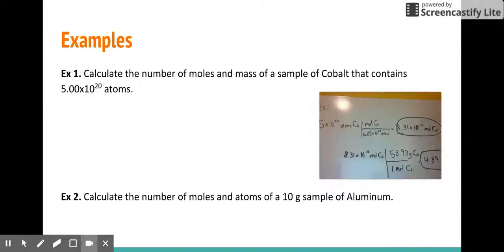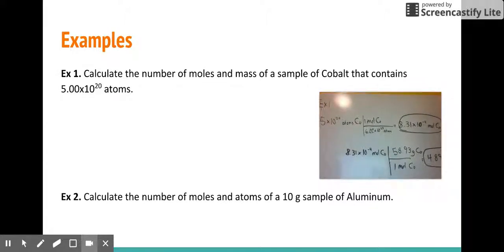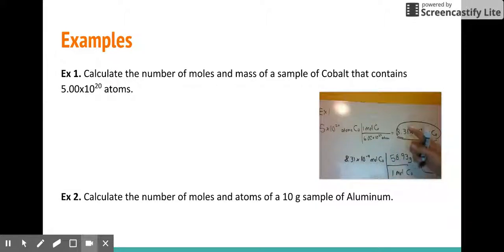So let me see if you can get a pretty clear image here. We always start with what's given here, so this is the 5 times 10 to the 20 atoms. Now we have to look at the conversion factors and figure out which one we're going to use. We're going to use 1 mole is equivalent to 6.02 times 10 to the 23rd atoms. The reason why we put atoms on the bottom is so it can cross out with the atoms that we have here on top. Now we're left with just moles of Co.